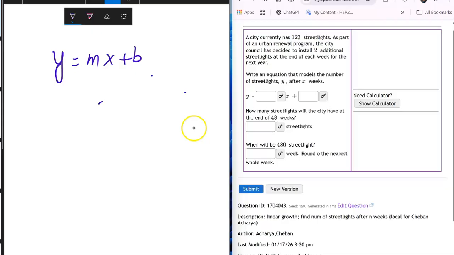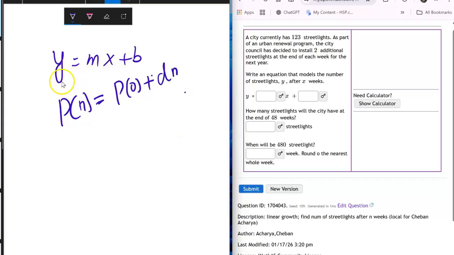Also in another format, this is called P of n equals P of 0 plus d times n. Here, notice that there's a different format of the same formula. This y is the same as P of n. Also, you can sometimes call y as f of x. So basically, the notation of the function could be anything.